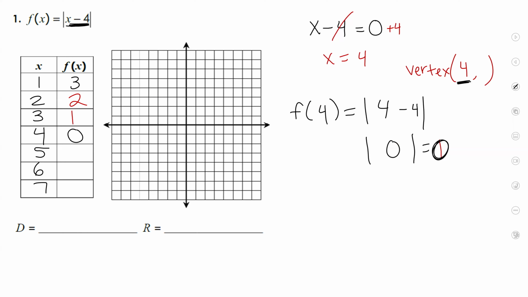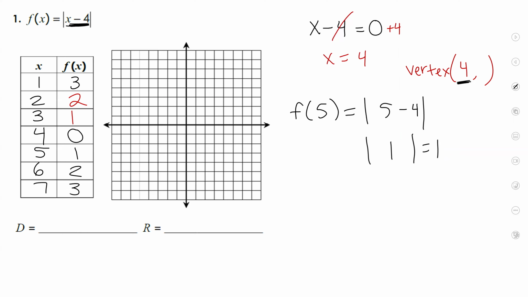Okay, I'm just going to show you real quick. What do you think I'm going to get when I plug in a 5? Okay, guys, it's just going to repeat. 5 minus 4 is 1. The absolute value of 1 is 1. Our table is going to repeat itself. It's going to become 2, 3.